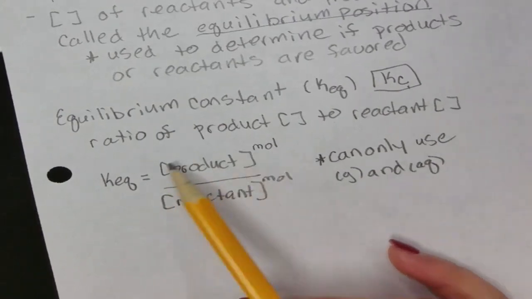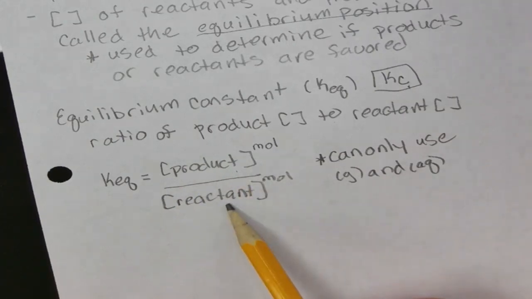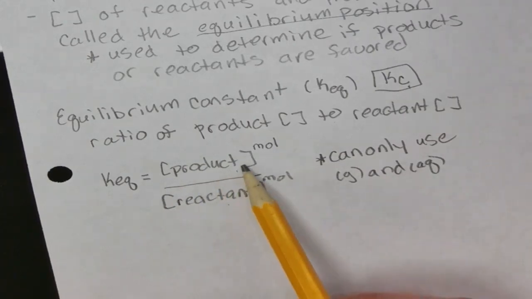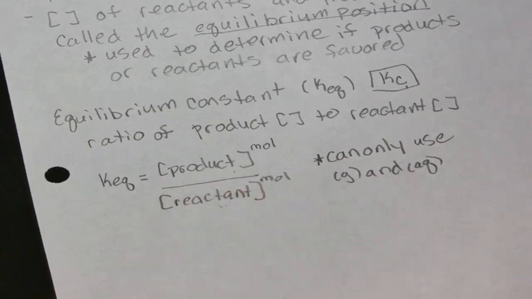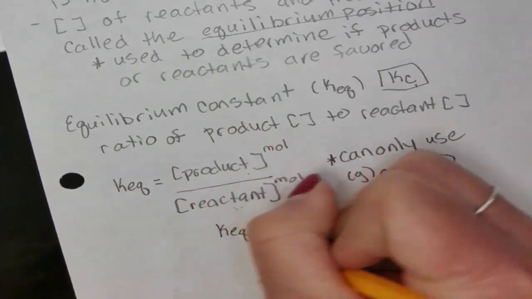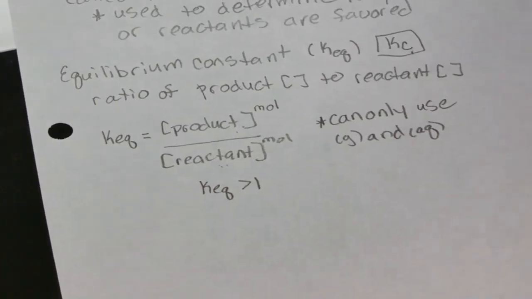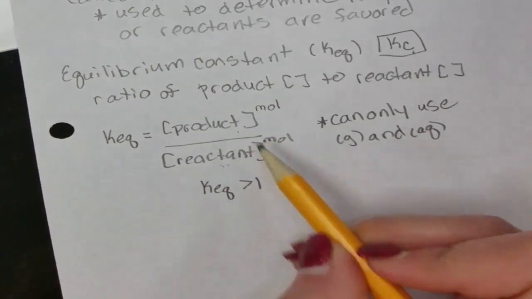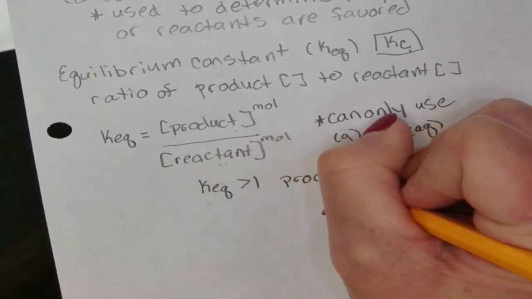If my numerator is greater than my denominator, so if I have a larger value, that means I have more product than in the reactant. So if I have a larger numerator, then my KEQ value is going to be greater than 1. And if my KEQ value is greater than 1, I have more what? I have more products. So products are favored.